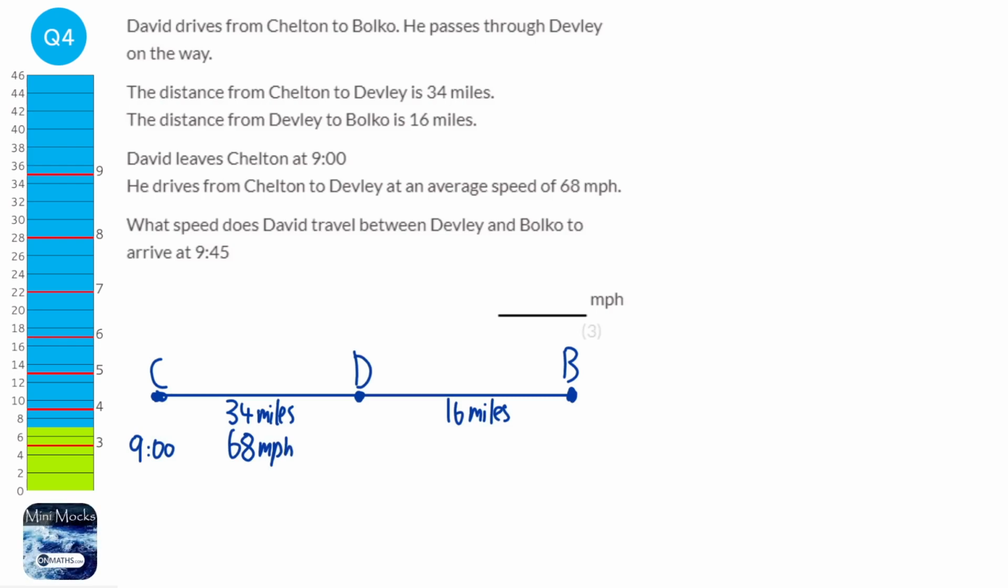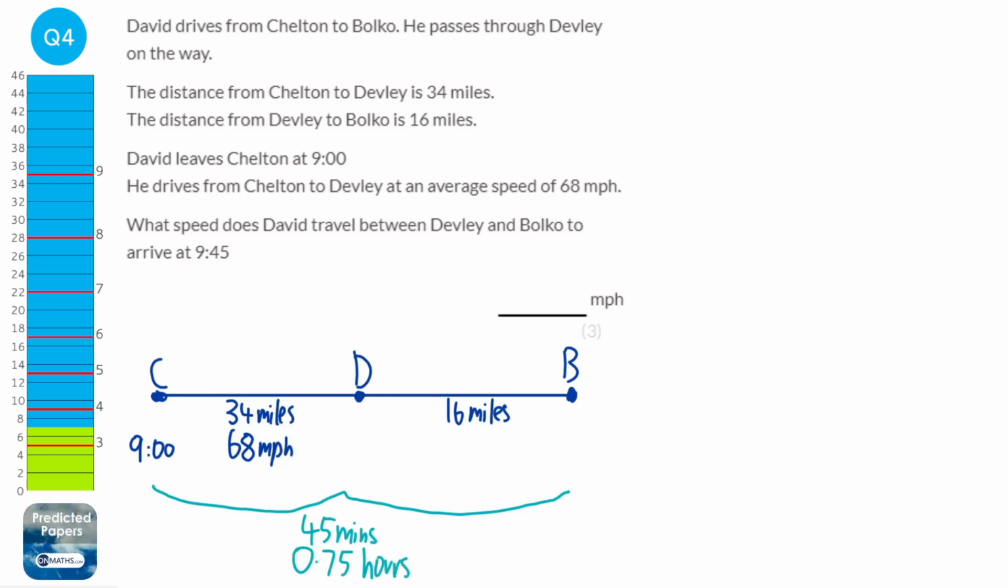So the whole thing needs to be 45 minutes, or 0.75 hours. And the entire distance is 34 plus 16, so that would be 50 miles. Okay, now having a look at this, we need to find out what time David was at Devley. So we're going to use our speed, distance, time triangle.